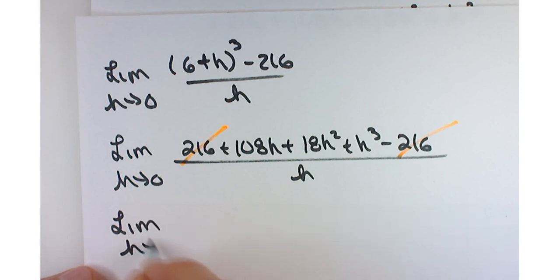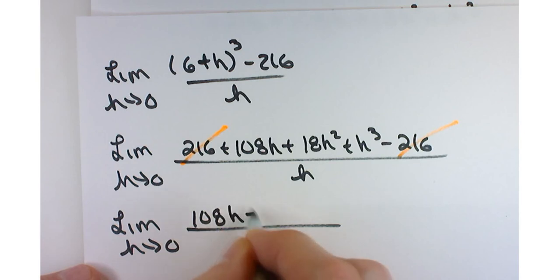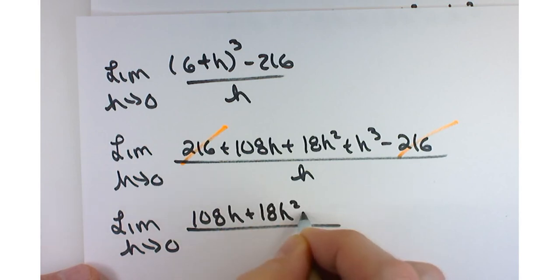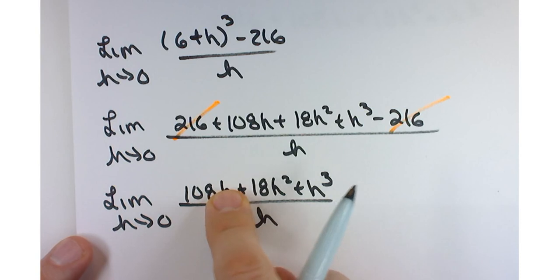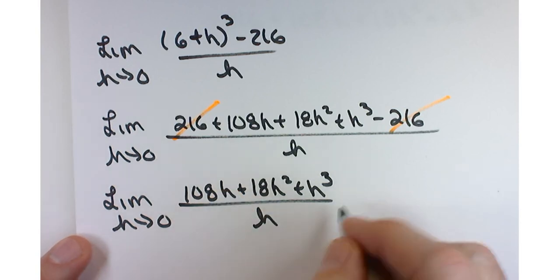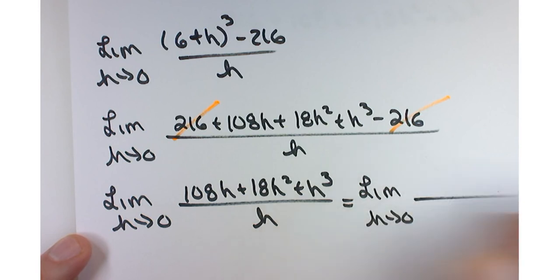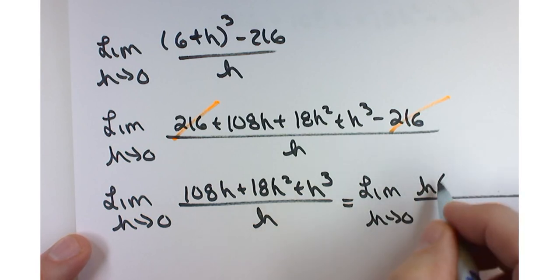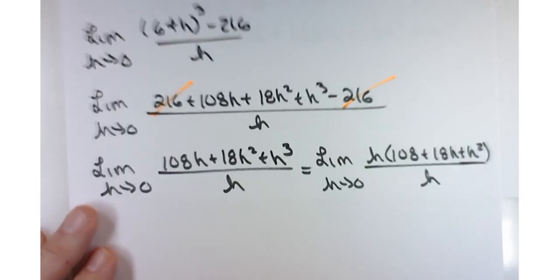It's limit as h approaches 0 of 108h plus 18h squared plus h cubed over h. Please don't cancel this h into this one. You can't do that. What do I have to do instead? Somebody's just said it. Factor out an h. So if you factor out the h, that leaves behind 108 plus 18h plus h squared divided by h.